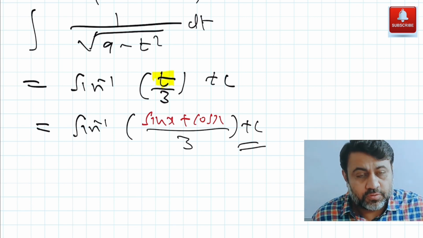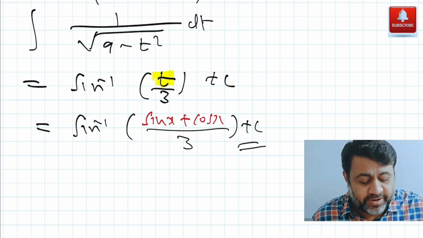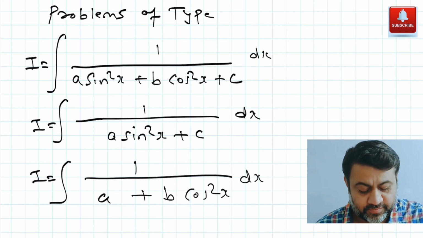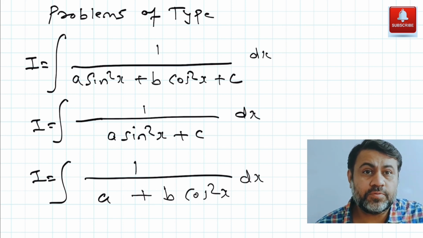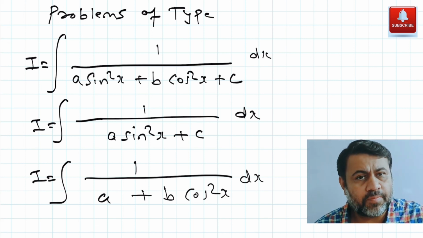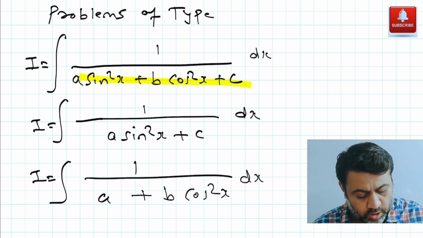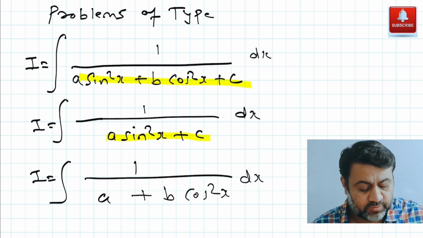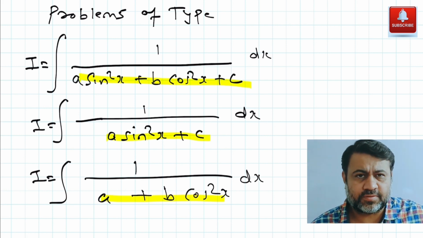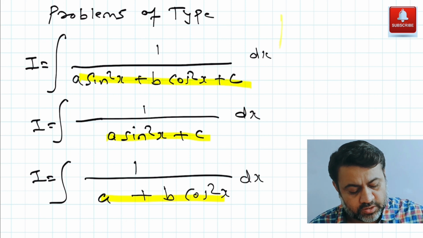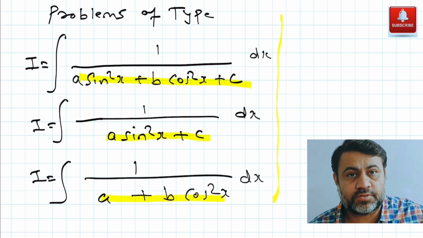Okay, so let's take it further. Let's do some more interesting questions. So let's start with the next type of question. We have problems of this particular type, which is very frequently asked in the exam: 1 by a times sine square x plus b times cos square x plus c, or we can also have 1 by a sine square x plus c, or a plus b cos square x. Okay, all these three things, basically what you need to know here is what is supposed to be done as the first step in this question.